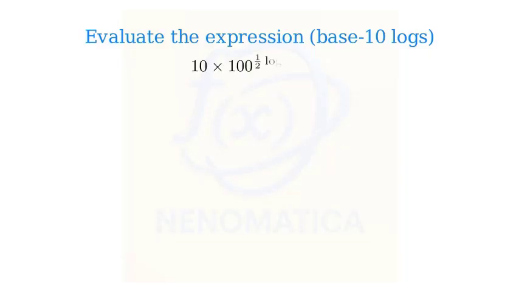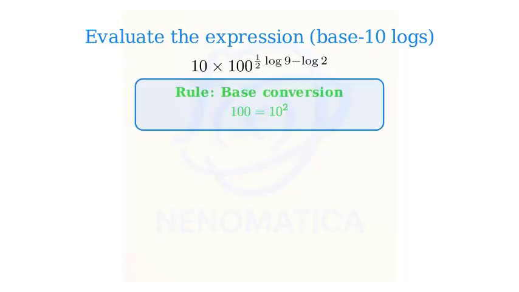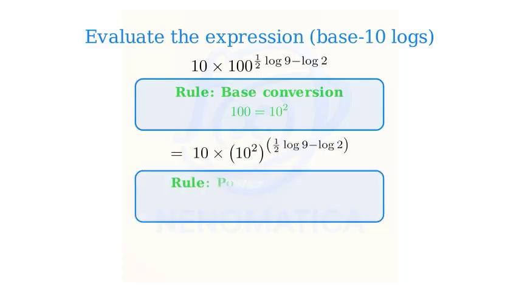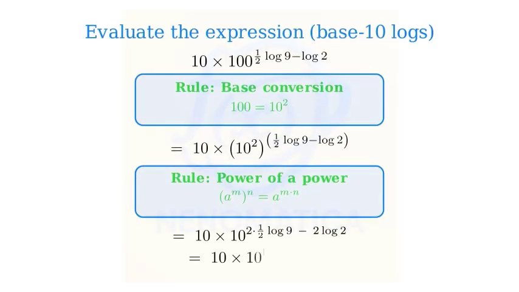In this example, we will evaluate the expression 10 times 100 raised to the power 1/2 log 9 minus log 2. All logarithms are base 10. First, rewrite 100 as 10 squared. This helps us keep a common base of 10. Use the power of a power rule. Multiply the exponents. 2 times 1/2 log 9 minus 2 times log 2.